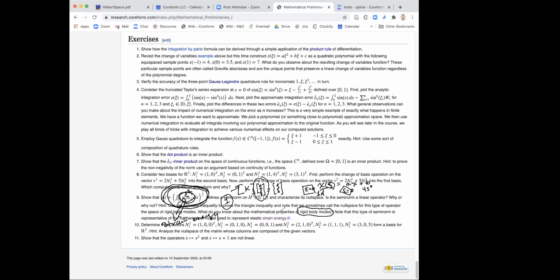Okay, so yeah, that's how you characterize the null space. And then defining a semi-norm, it's the same exercise you did with the inner product, basically. Is it a linear operator? Well, just run through the definitions and see if it satisfies those.